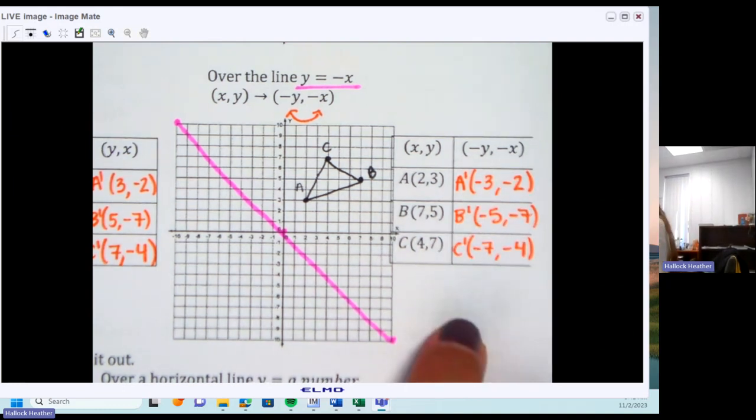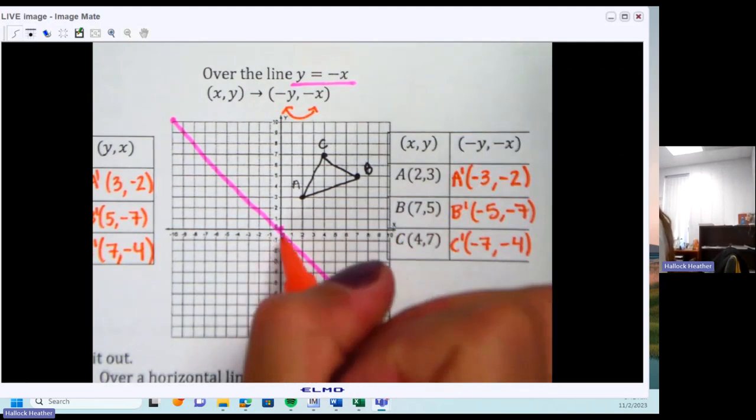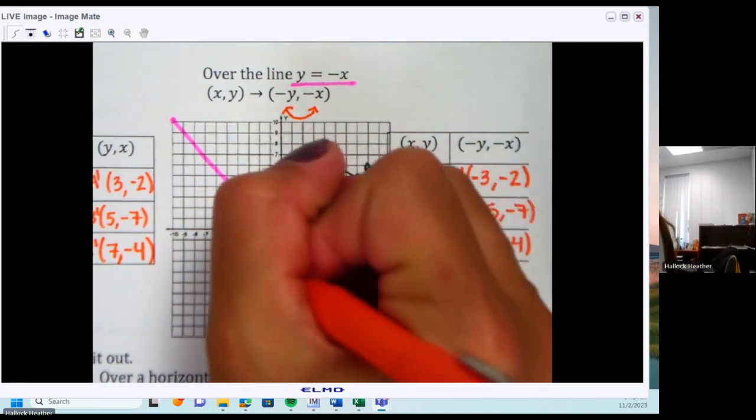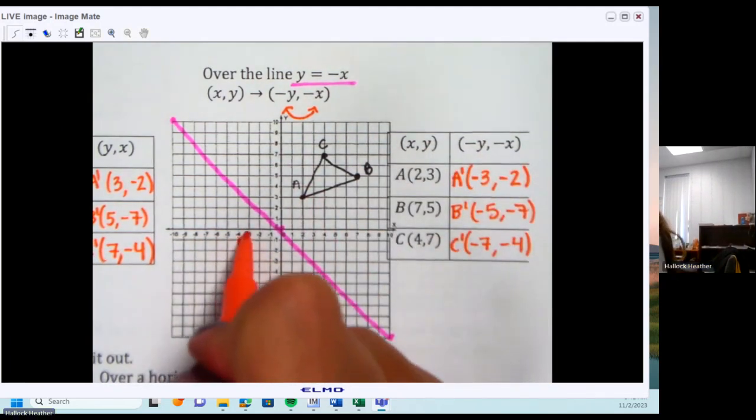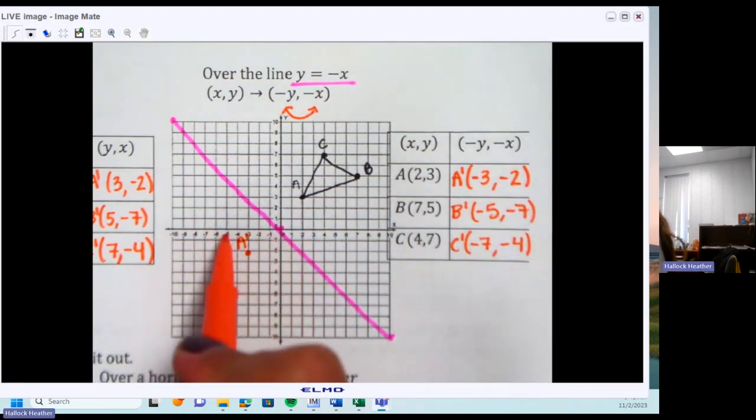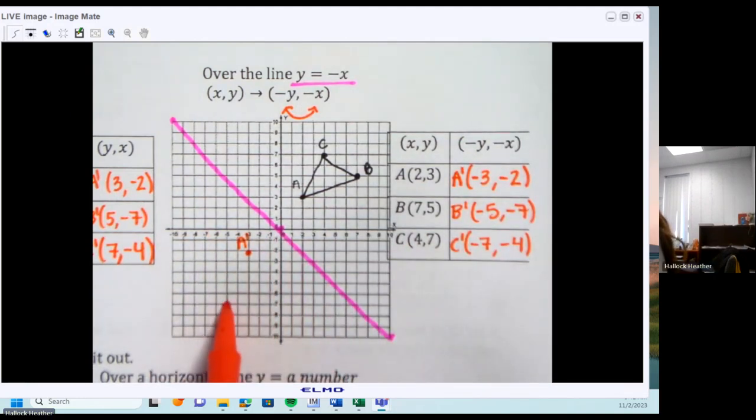So I'll plot the points and then we'll be done. (-3, -2) is A prime. B prime is (-5, -7).